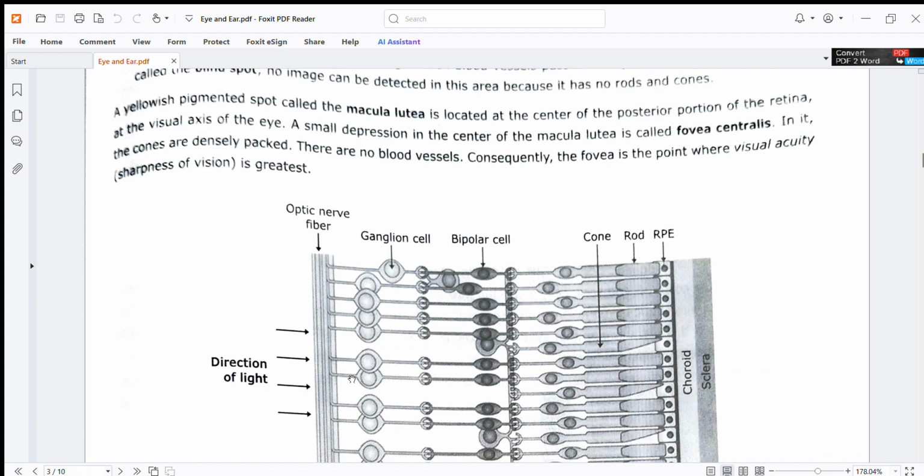centralis. In it, the cones are densely packed. There are no blood vessels. Consequently, the fovea is the point where visual acuity, the sharpness of vision, is greatest.